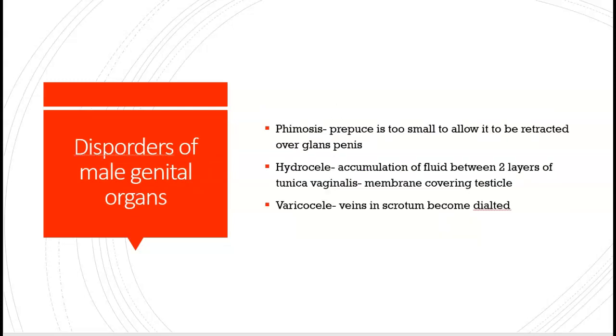Disorders of the male genital organs. You have phimosis. It's a condition in which the prepuce or the foreskin is too small to allow it to be retracted over the glans penis. It's usually congenital. You also have a hydrocele, the accumulation of fluid between two layers of tunica vaginalis membrane covering the testicle. So basically with that, you just see the scrotum start to slowly enlarge because it's accumulating fluid. And then you have the varicocele. It occurs when veins within the scrotum become dilated, usually after internal spermatic vein reflux.